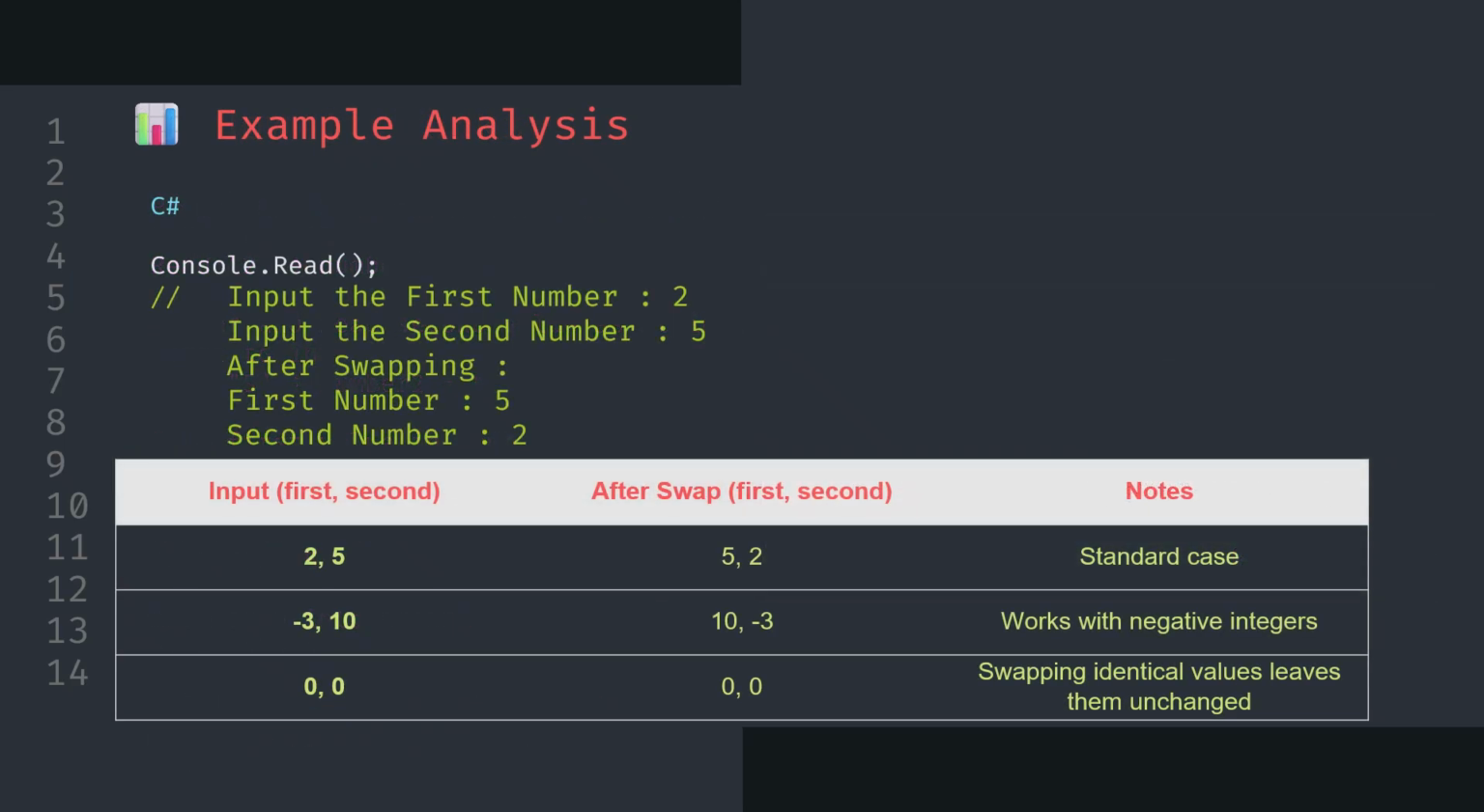Try different values, positive, negative, or identical numbers. The temporary variable method works for any value of the same type. If inputs are equal, swapping doesn't change them, and that's fine.